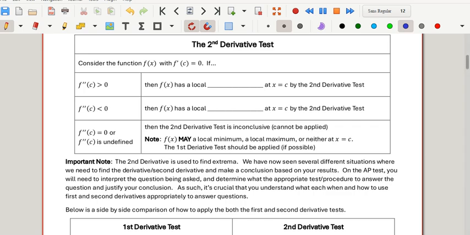This page is what you filled on your card, maybe with slightly different wording, but it's a reverse association. If you're at a critical value and the second derivative is positive, that means that you are concave up. Do you have a relative minimum, or a local minimum, or a relative maximum? Clearly a minimum, right? And vice versa. Here, when you're concave down, you have a local maximum.